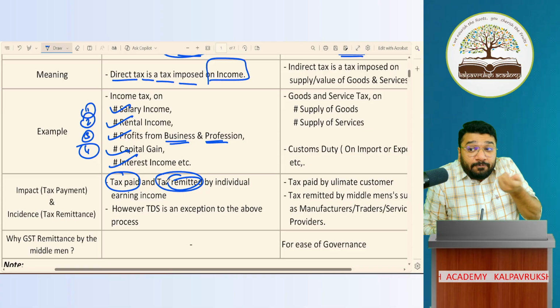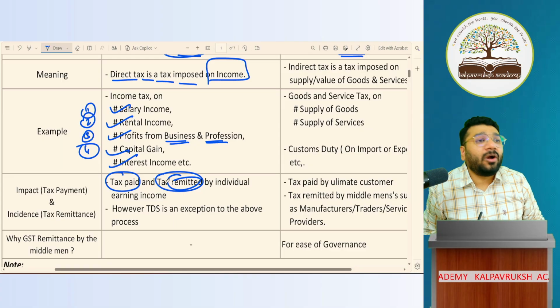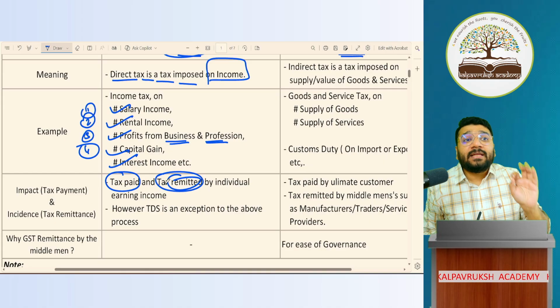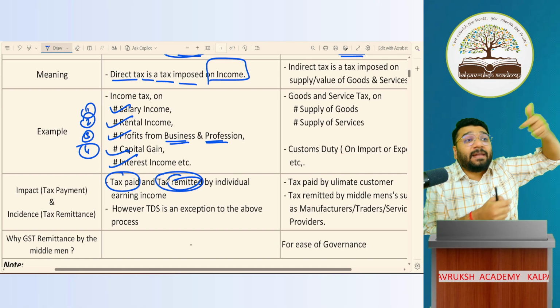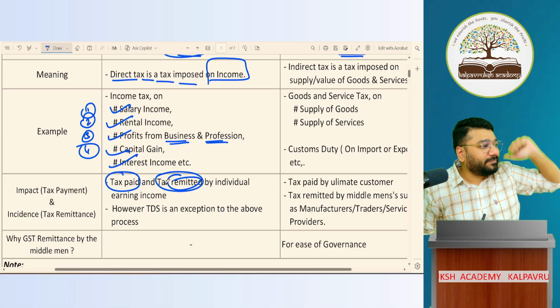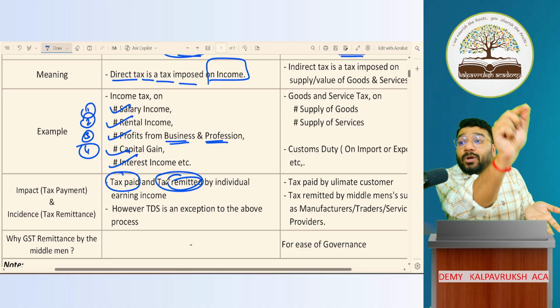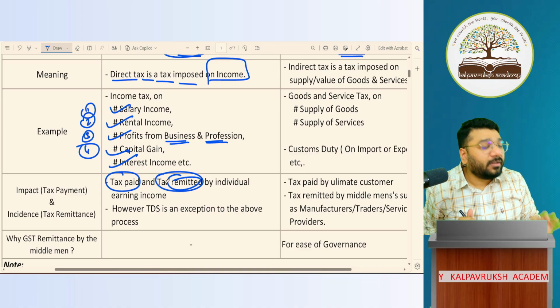Tax paid: now who's paying the money? Both are different. Got it, not got it? I'll explain now, don't worry. Tax paid means from whose pocket, from whose purse the money is going out. That is called tax payment. Tax remittance means who is responsible to hand that money over to the government. Okay, clear or not clear?